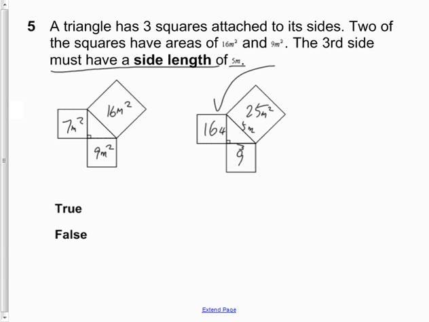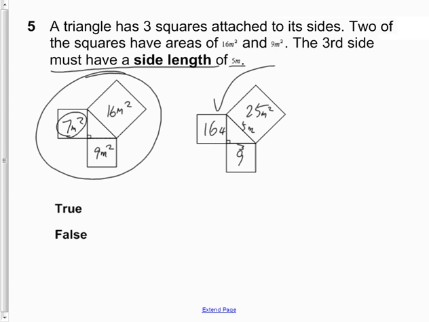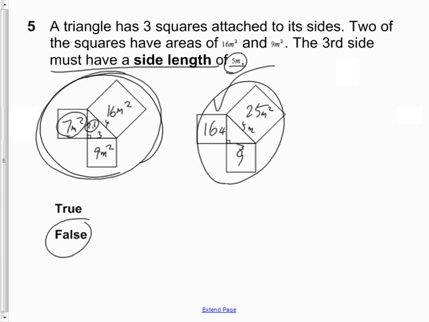So it's true for this one, but over here, since this is a possibility, right, the side length of the one we didn't know, the area of the square was 7 meters squared, and if I take the square root of that, the square root of 7 is actually 2.6. So in this case, this would be 3, this would be 4, and this would be 2.6. So there's an example of one that wouldn't have that side length of 5, which means it is false. Although this one was true, this was another possibility, and the answer was false. Tricky question.